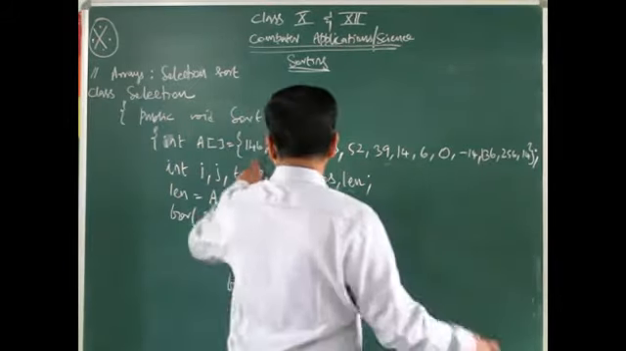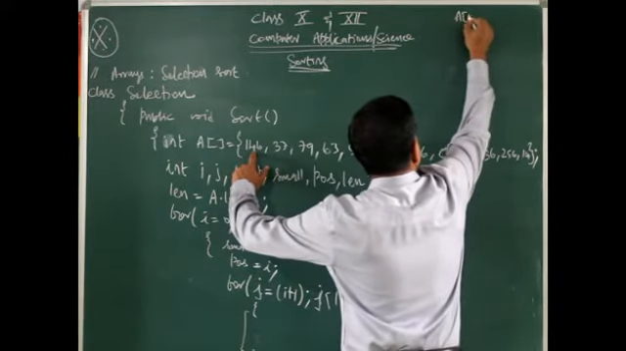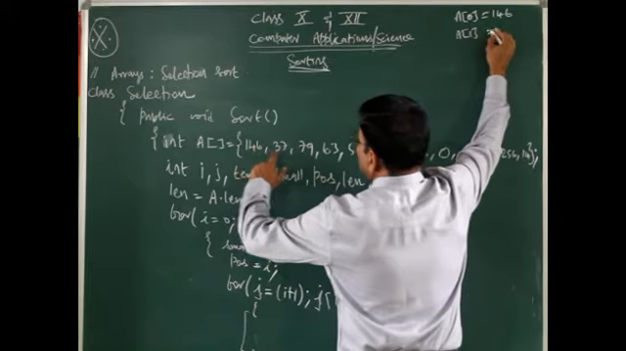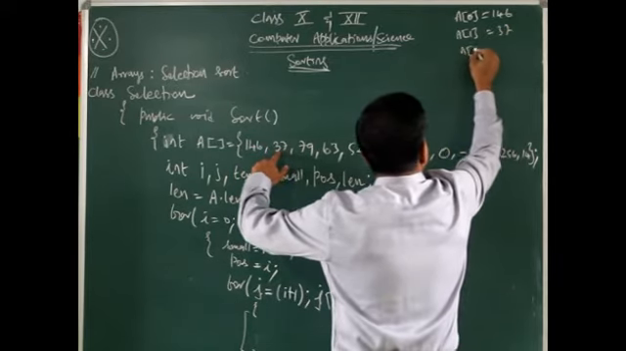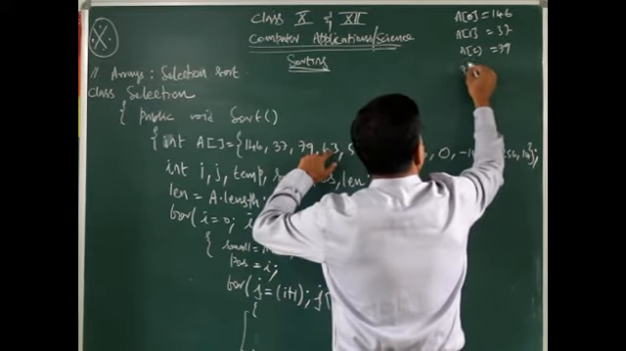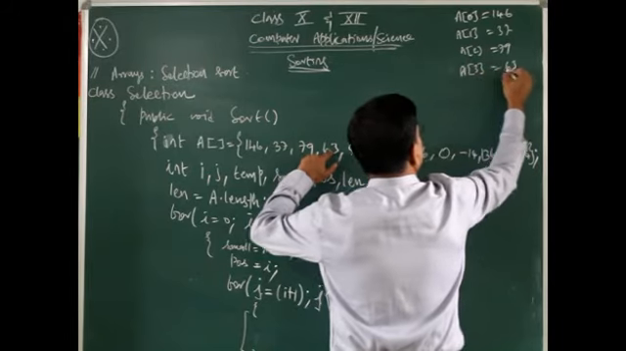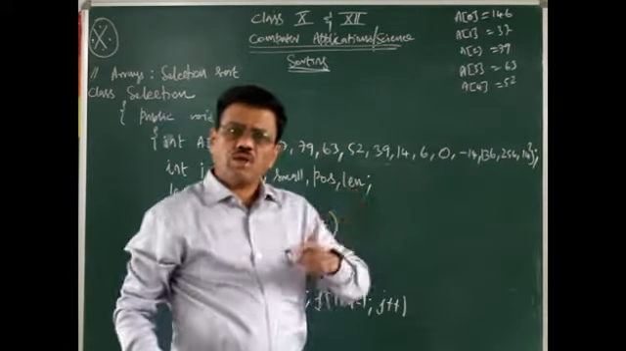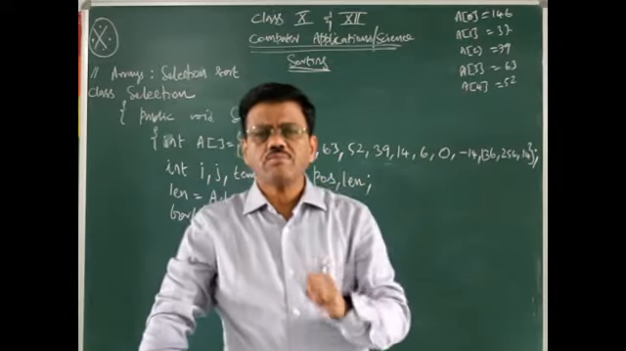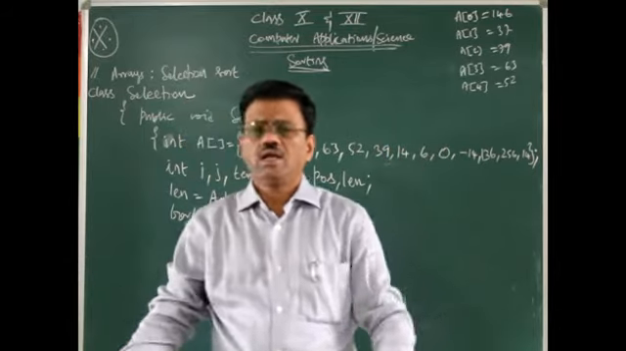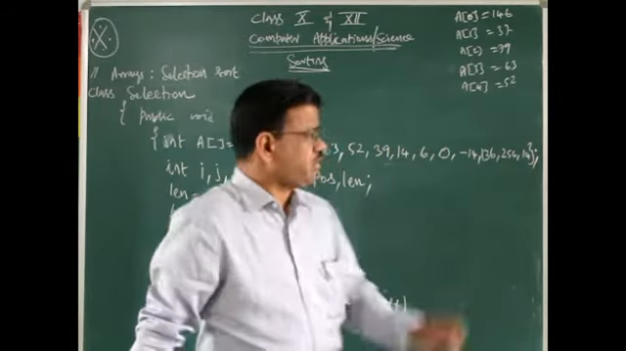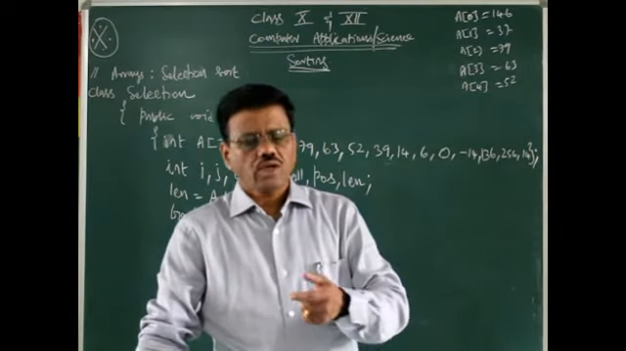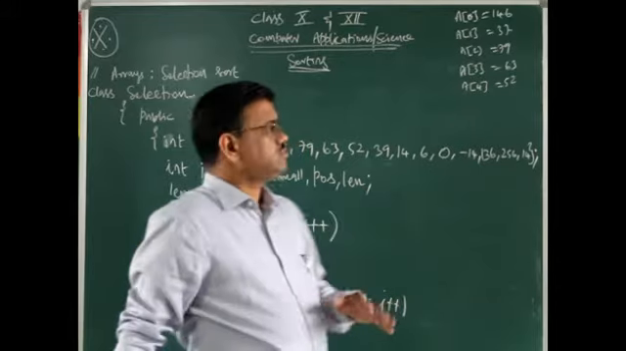Now I took the values: A of 0 will be 146, A of 1 will be 37, A of 2 will be 79, A of 3 would be 63, A of 4 would be 52. Listen here, when this program is doing it for 10 or 13 elements, the same logic will be implemented even for an array of huge size. Instead of 13 values, you give 1300, 13,000, or 130,000 values. The logic is the same and follows the same technique.